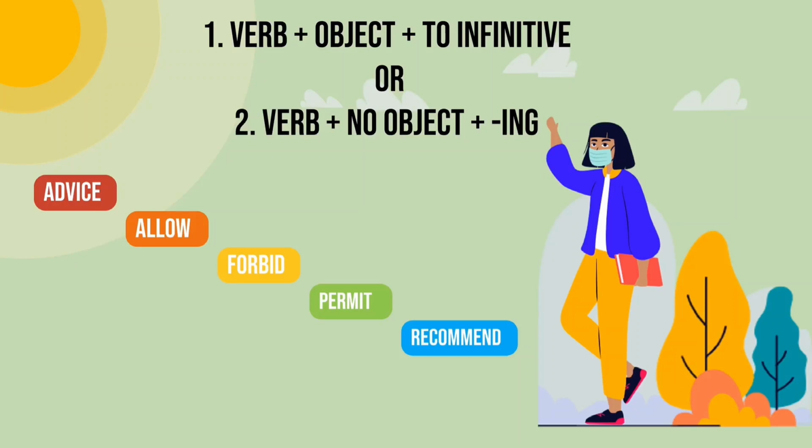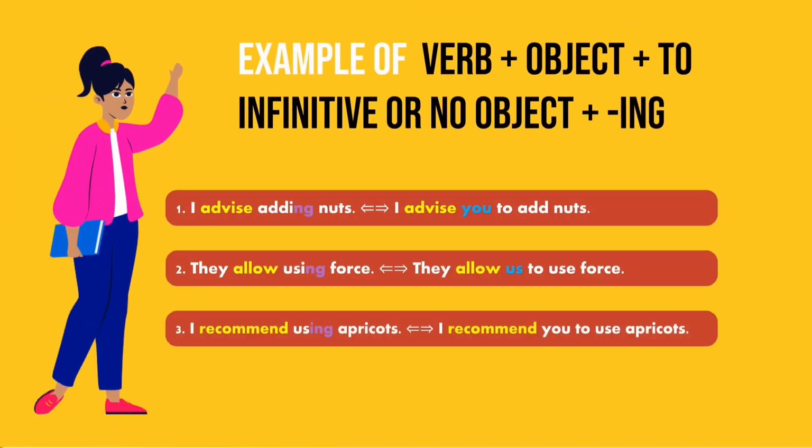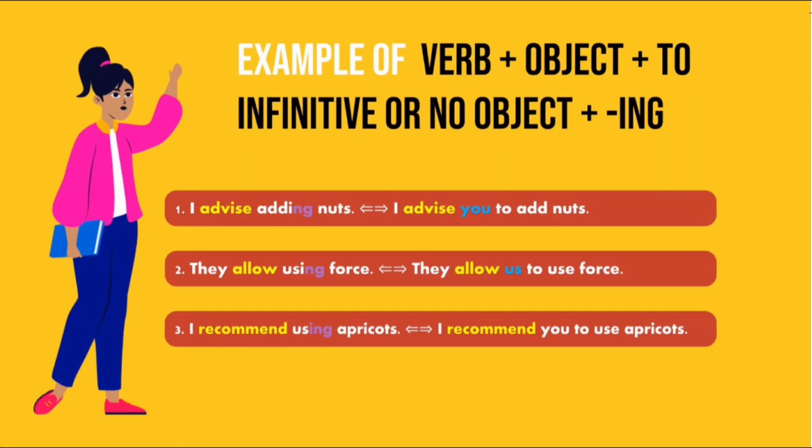It can be simplified as the first one, verb plus object plus to infinitive, and verb plus no object plus ing. Let's take a look at the examples that have been provided. Verb is represented by the yellow color, ing represented by the purple color, and the last one, object, represented by the blue color. The first example, I advise adding nets. I advise you to add nets.